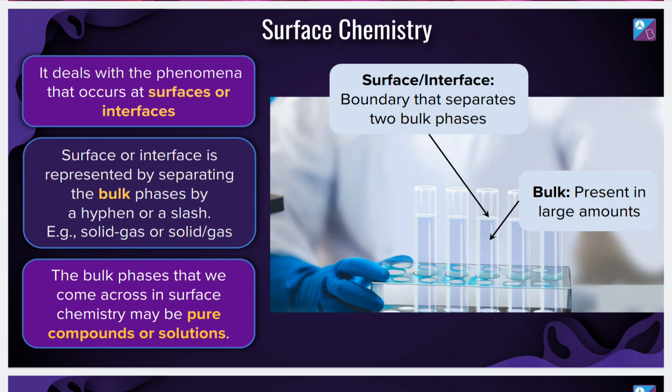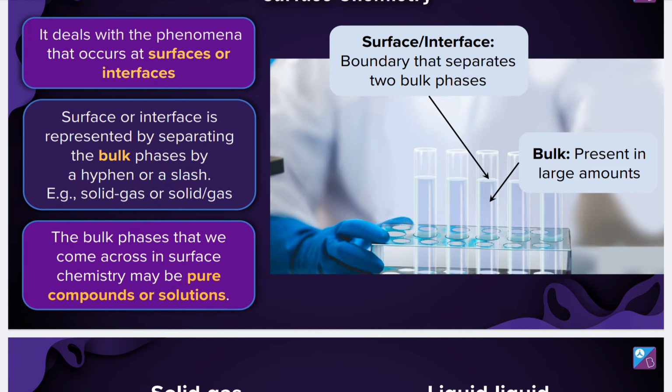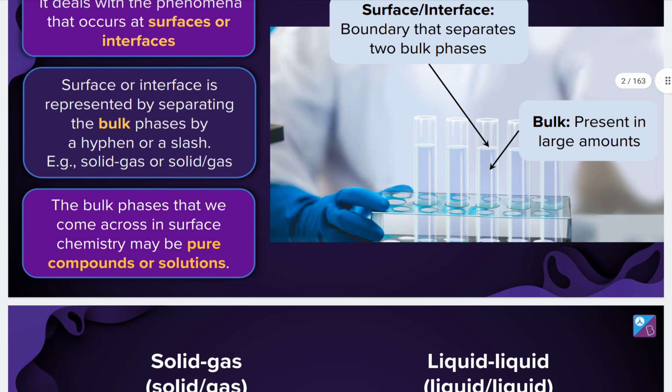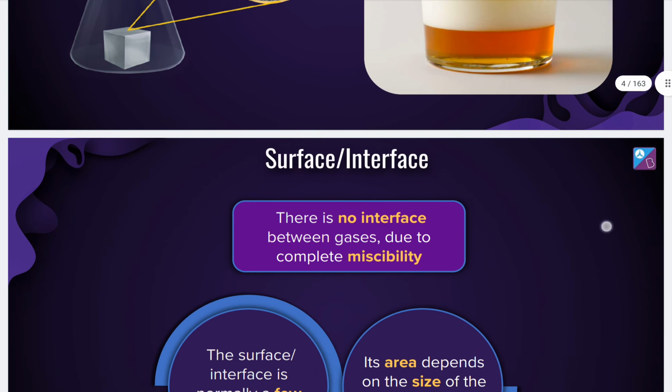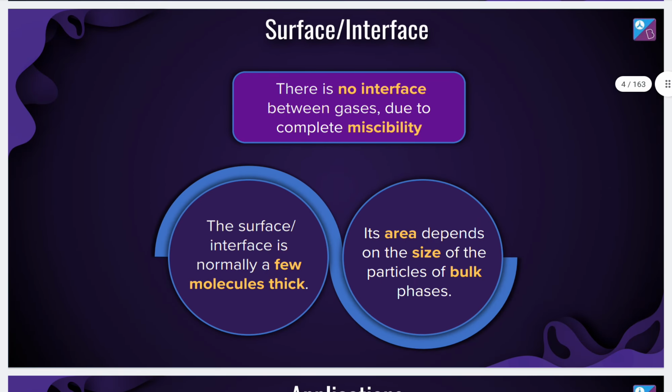A surface or interface is represented by separating the bulk phases with a hyphen or a slash, for example solid-gas, or solid slash gas. The bulk phases that we come across in surface chemistry may be pure compounds or solutions. Now we have solid slash gas, liquid slash gas. There is no interface between gases due to complete miscibility.